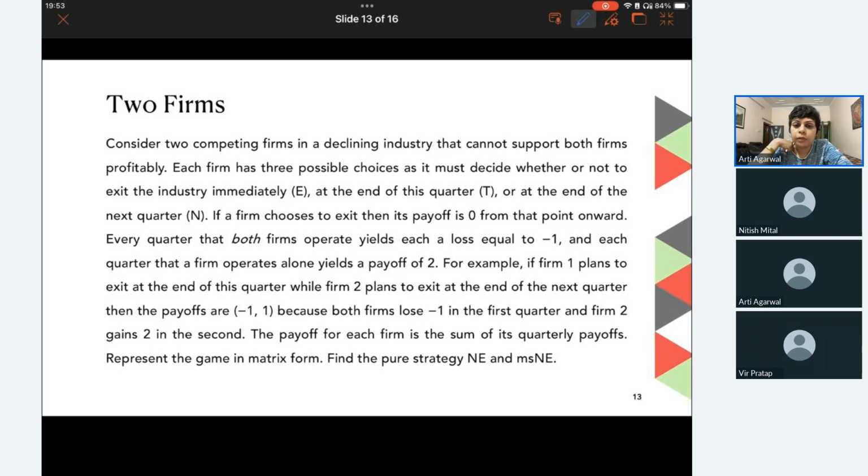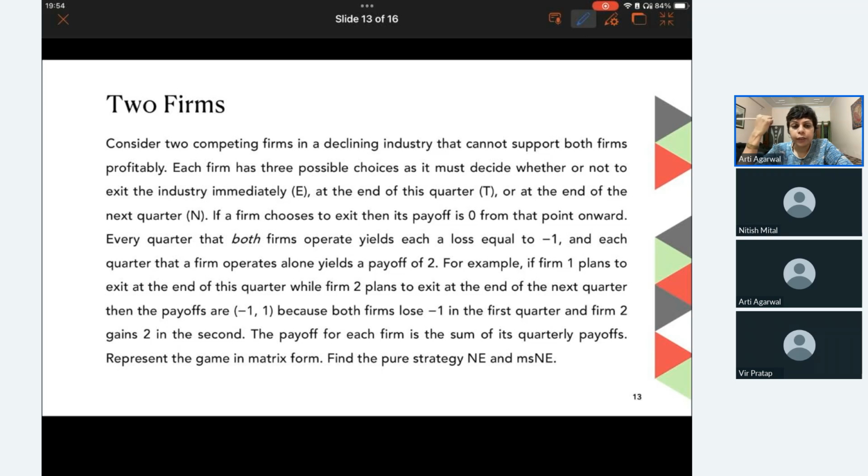For example, firm 1 plans to exit at the end of this quarter, while firm 2 plans to exit at the end of the next quarter, then payoffs are -1 and 1, because both firms lose -1 in the first quarter, and firm 2 gains 2 in the second quarter, right? So in the first quarter, both are operating, so both get -1, -1. At the end of that quarter, firm 1 is exiting, so its payoff remains -1. But for the second firm, because it continues to operate in the next quarter, it gains a payoff of 2. So 2 minus 1 becomes 1. So its net payoff becomes -1, 1 for the two firms.